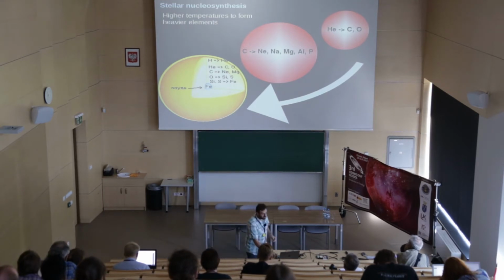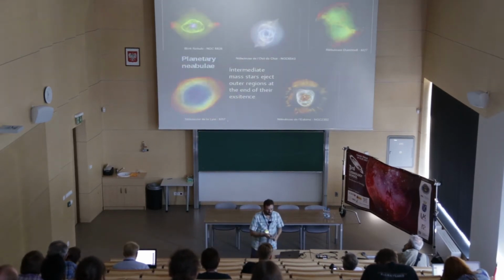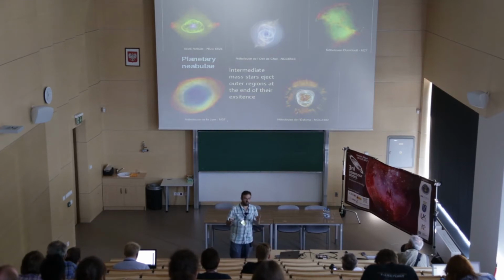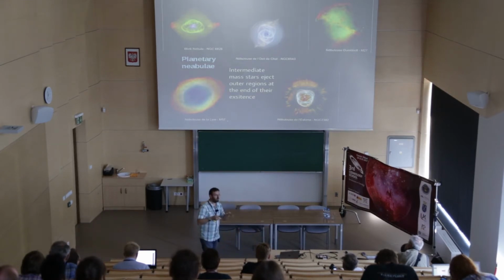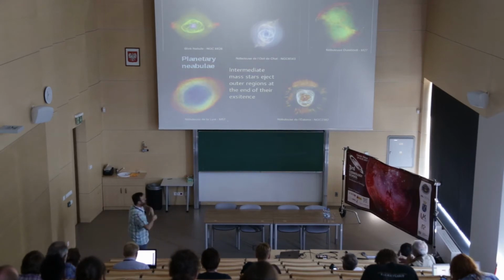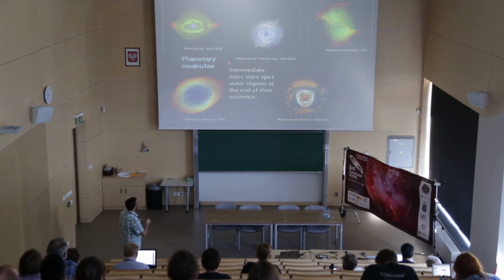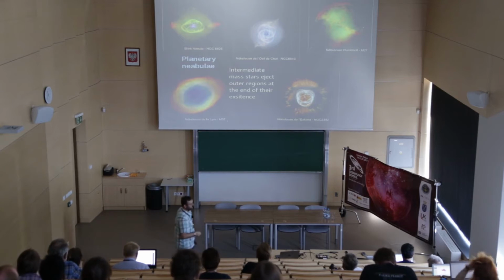Then, of course, at the end of their life, some of these elements are going to come back to the interstellar medium, so it's going to be enriched. For the stars of intermediate mass, this occurs during a planetary nebula phase, of which you have an example here, where the outer layers of the stars are ejected by winds, and you actually can see the different elements if you put filters for different elements and make color images with that. And in the center, you have a white dwarf, which is left.